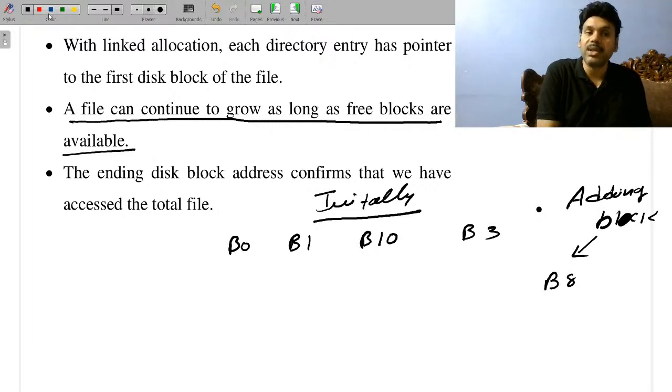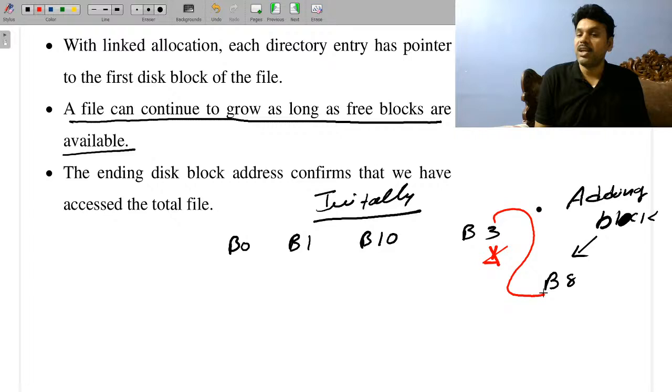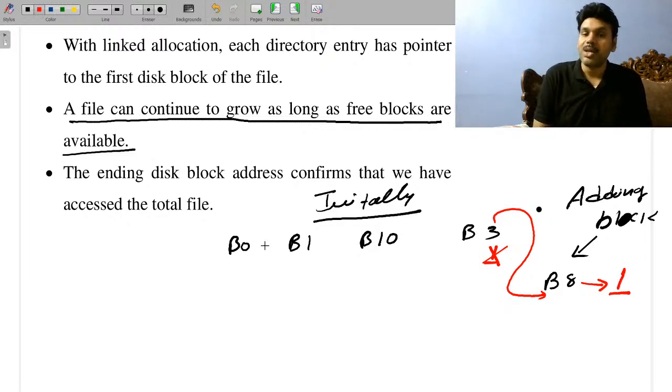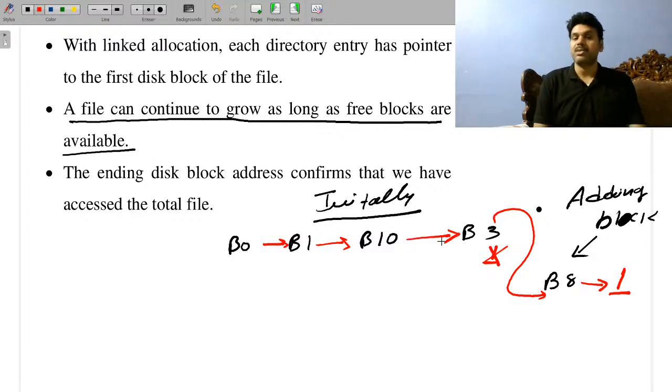So what is happening here? Earlier your link pointer was this. Now this pointer is cancelled and a link is given to this. So the link pointer is going to be updated in your particular file allocation table. This is how you can increase file sizes.